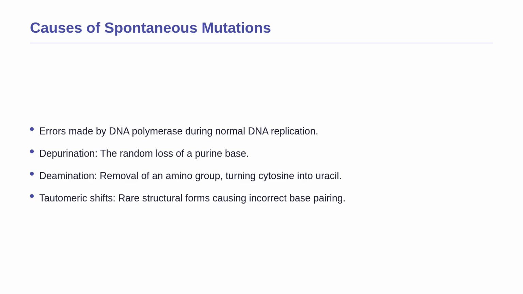Another is deamination, where an amino group is removed from a base like cytosine, turning it into uracil. There is also a fascinating mechanism called a tautomeric shift, where a DNA base temporarily assumes a rare structural form, leading to incorrect base pairing. These events are driven by basic thermodynamics.